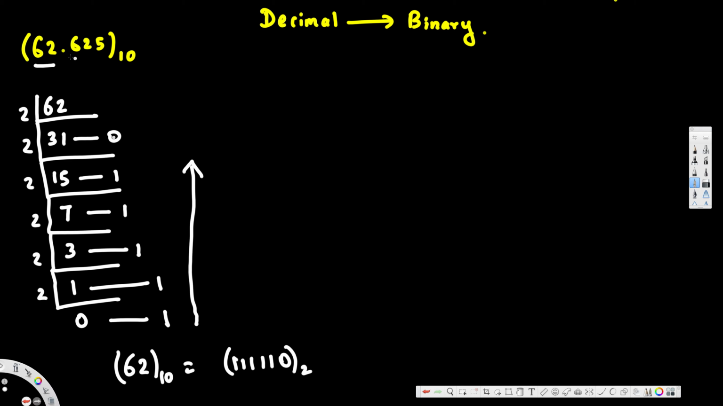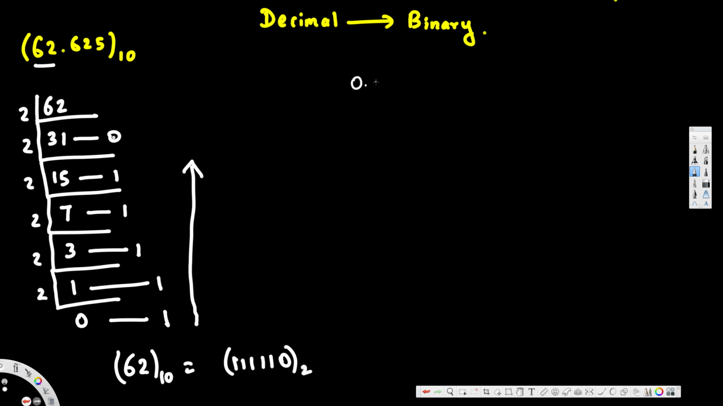Okay, now we have to deal with this fraction number. When we have a fraction number, since this is binary, what we do is multiply it by 2. We do the multiplication until we get a result like 1.000, something like that. Okay, so let's look at an example. When you see the example, you will know.